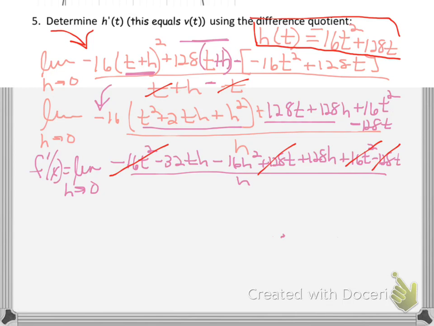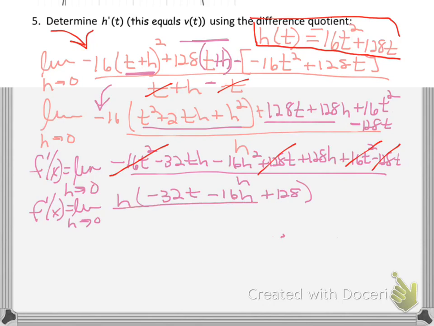So next step, factor out your h. So we'll do this together. I'm going to write this one more time. F prime of x equals the limit as h goes to 0. Factor out your h. I get negative 32t minus 16h plus 128. Okay? And then that's all divided by the h. Because it's divided by the h in the numerator and the denominator, I'm going to cancel those out. And now let's go ahead and take the limit.